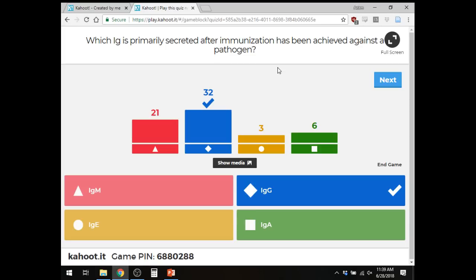More like allergic reactions and things like that. So you think like an allergy, you think IgE, but after immunization has occurred, you think IgG. What about IgA when you see that? Breast milk, you think like saliva and things like that. So that's primarily where you're going to see that, right? Good. All right.